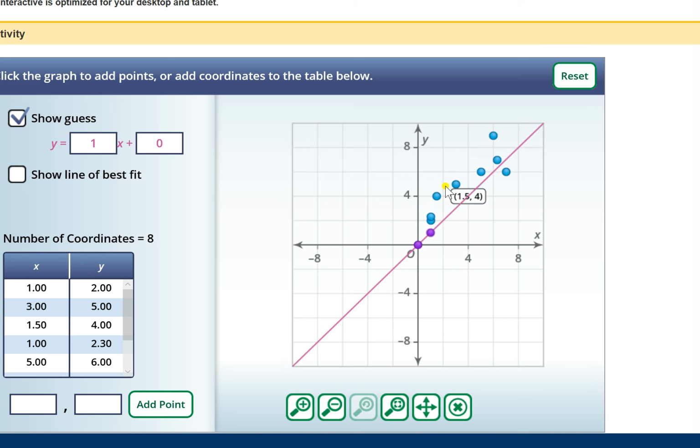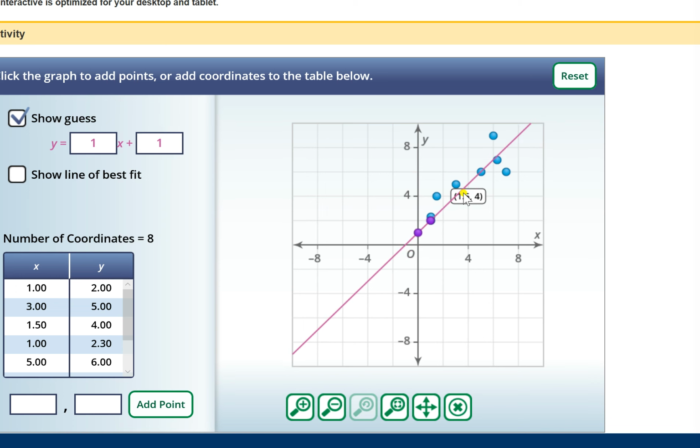So hopefully you did this already. If you haven't done this yet, or if you're kind of confused as to where to go to tweak this line, you're going to tweak the numbers in the show guess equation boxes. So for example, this purple line is centered at 0. So the y-intercept is at 0. And I'm noticing that's a little low. I would kind of like to shift this line up a little bit so that it goes through more points. So I'm going to change my y-intercept from 0 to 1 and just see if that kind of helps.